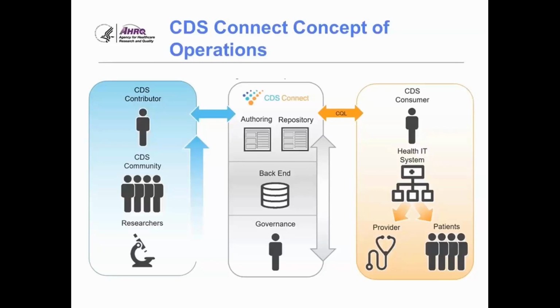The project is in its third year of performance, and there are two primary systems within the effort that are shown in the central column of the diagram. The first is the CDS Connect Repository, which is a web-based database, or kind of like a library, and it hosts contributed decision support logic that's publicly available and free to download and use. The second system is the CDS authoring tool, which is what we'll be demonstrating today. The authoring tool eases the development of interoperably expressed decision support.